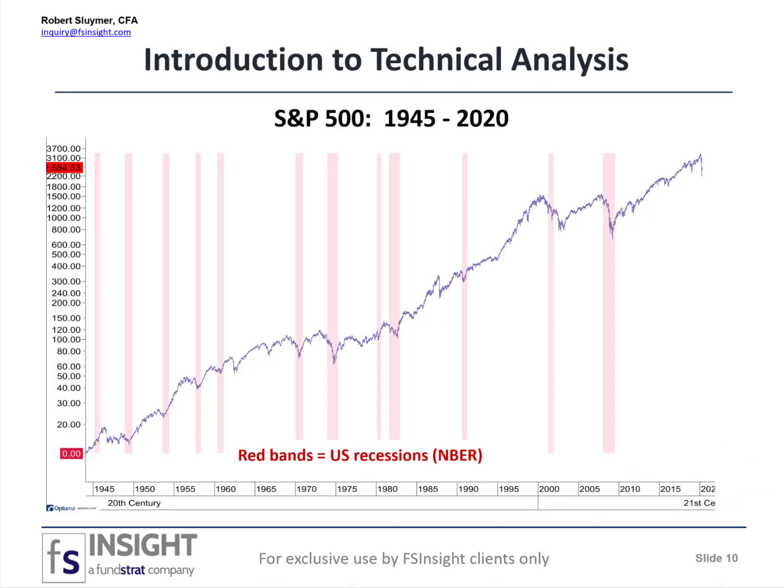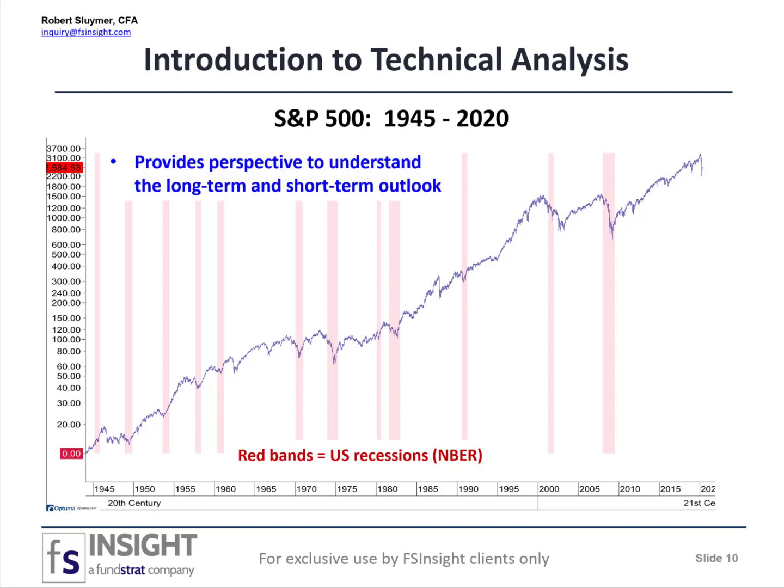So this is a chart of the S&P's price history going back to 1945 up to 2020, with the recession marked in red bars. One of the important reasons to use technical analysis is that it's an easy way to provide perspective and to understand where a market's longer-term trend is, whether it's up or whether it's sideways or down, so that we can invest knowing whether we have the wind at our back or not.